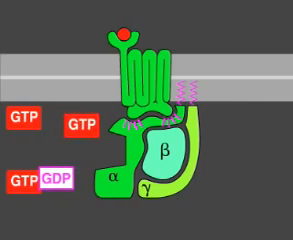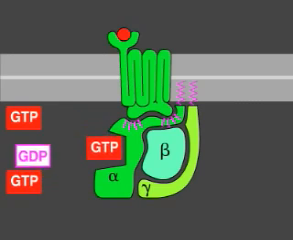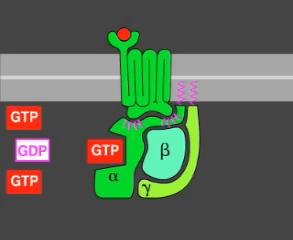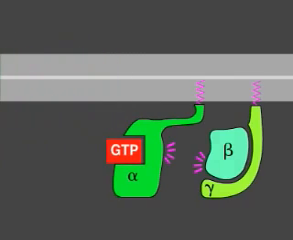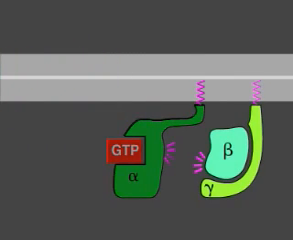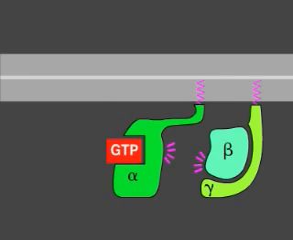GTP, which is abundant in the cytosol, can now readily bind in place of the GDP. GTP binding causes a further conformational change in the G-protein, activating both the alpha subunit and beta-gamma complex. In some cases, as shown here, the activated alpha subunit dissociates from the activated beta-gamma complex, whereas in other cases, the 2 activated components stay together.